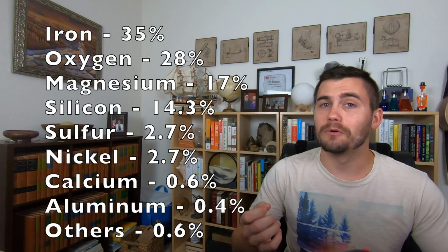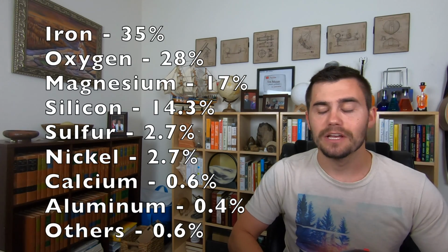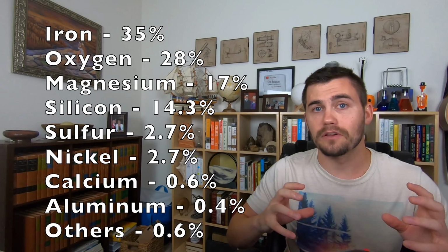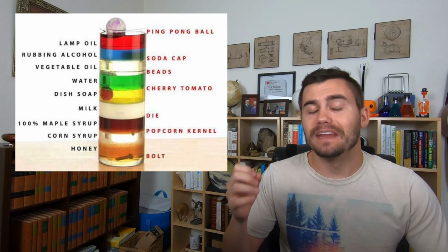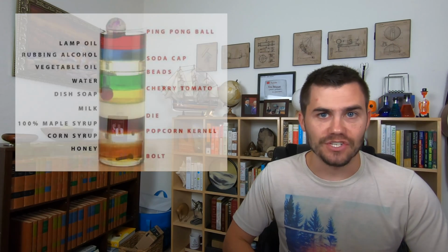Speaking of that, what is Earth made of? The most common element in Earth is actually iron, and it's a whopping 35%, but almost all of it is in Earth's core. When Earth formed, it was entirely molten. When you have different materials in liquid form, they naturally sort themselves out by density in a process called differentiation.